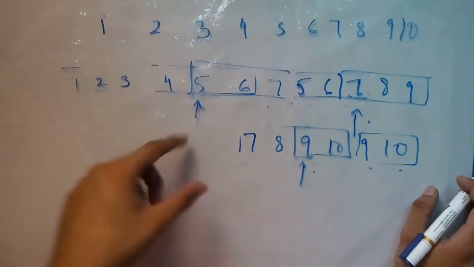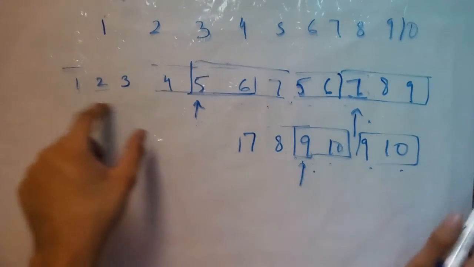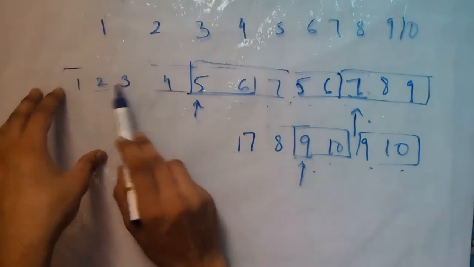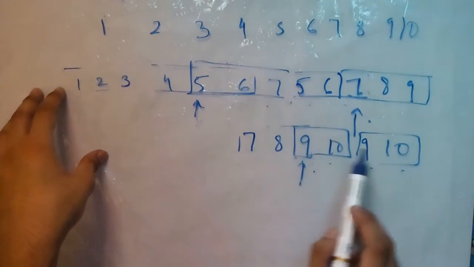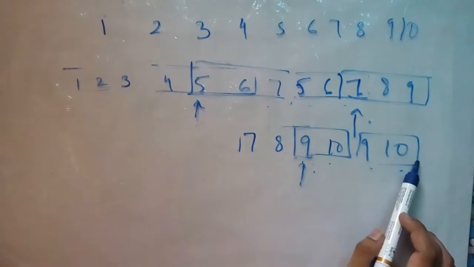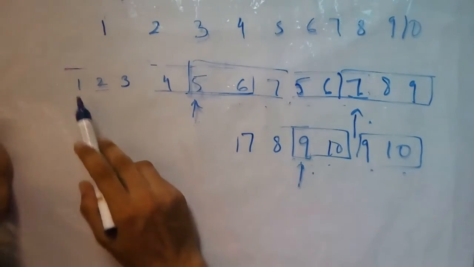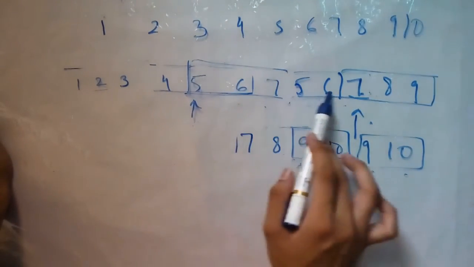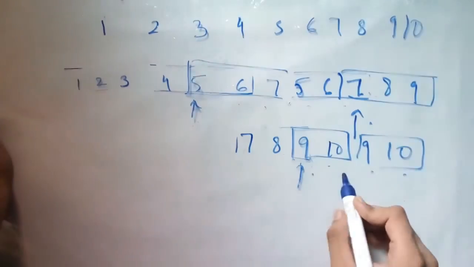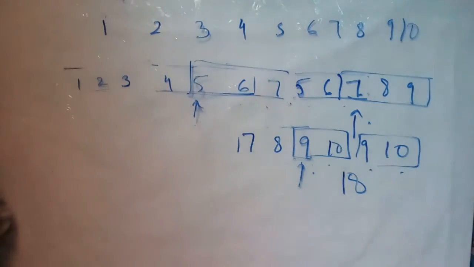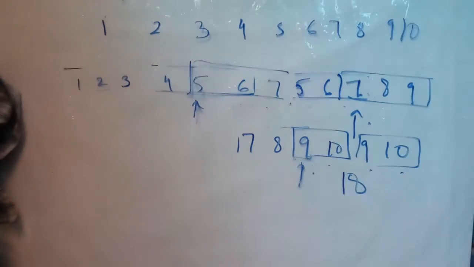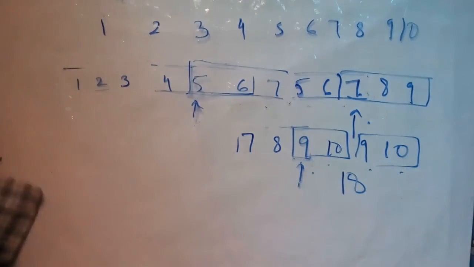So overall, how many packets are getting transmitted? 1, 2, 3, 4, 5, 6, 7, 8, 9, 10, 11, 12, 13, 14, 15, 16, 17. I'm sorry, I counted it wrong. It is 1, 2, 3, 4, 5, 6, 7, 8, 9, 10, 11, 12, 13, 14, 15, 16, 17, 18. In order to send 10 packets in go back 3, 18 packets are getting transmitted if every fifth packet is lost. So this was all you needed to know about go back N.